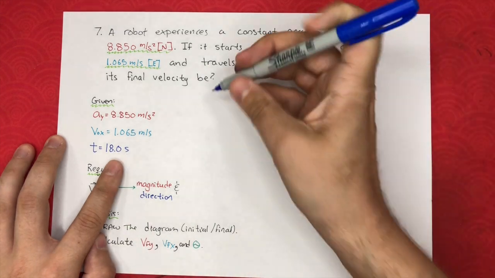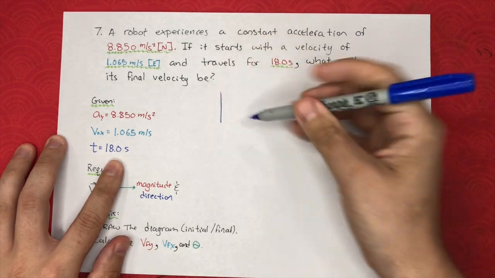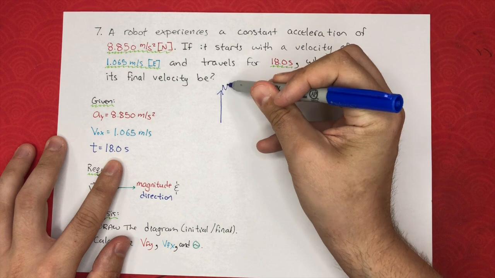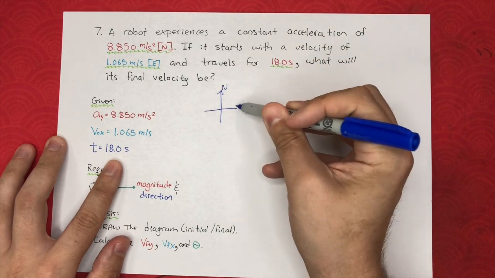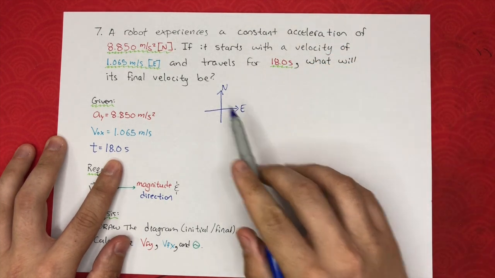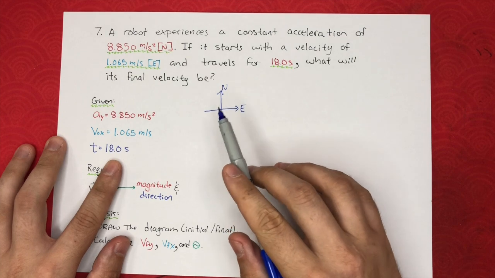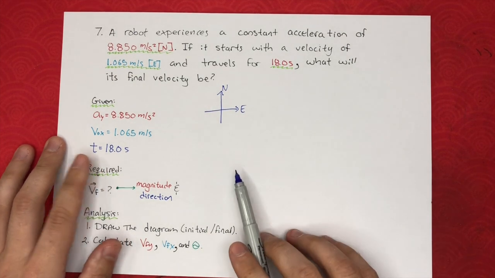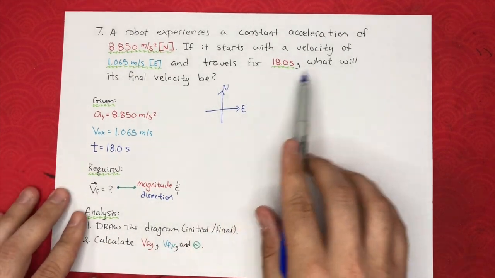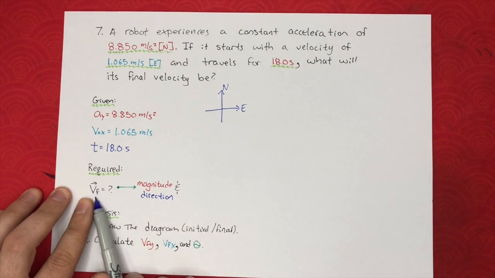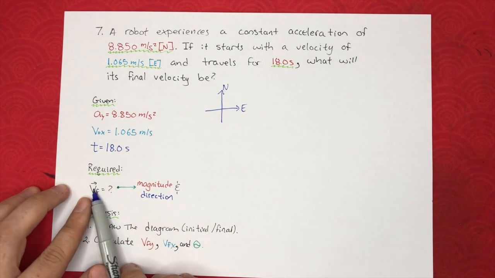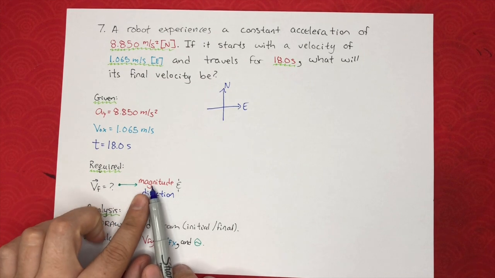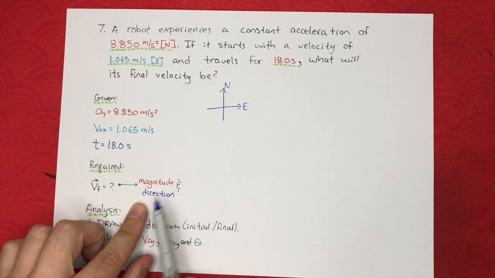For this problem, when we draw our reference frame, we're going to be drawing the northward direction as being positive and the eastward direction as being positive. So everything will be referenced to this reference frame right here. The required information is the final velocity, VF. Notice that VF is a vector, so we're going to need a magnitude and a direction.